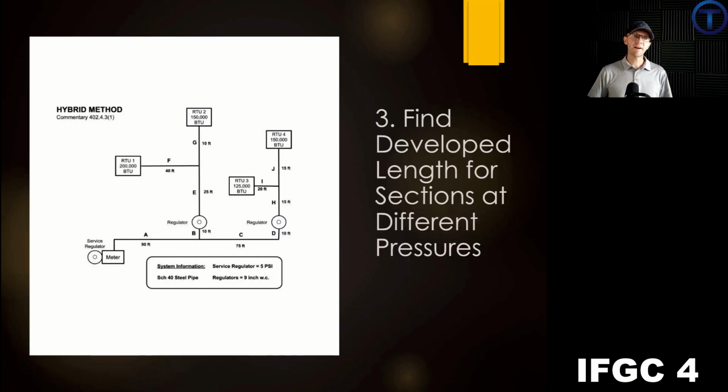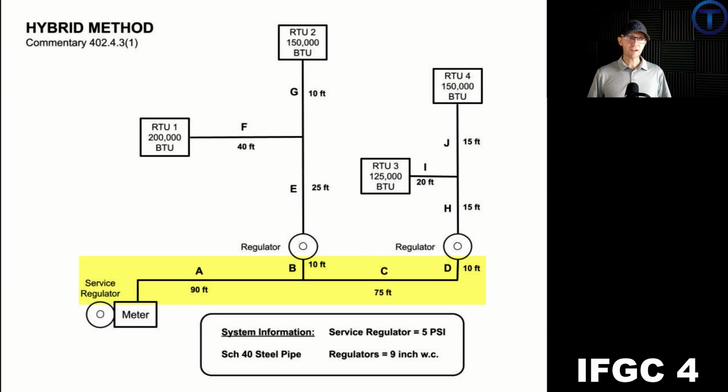Step 3, we're going to find the developed length for the sections at different pressures. We have one section that's at 5 psi. That's from the service regulator to the other regulators. That covers from A to D. That's our trunk line. But we have 2 other branches here at lower pressures. So we have this section that has E, F, and G, and H, I, and J. They are each going to have different developed lengths.